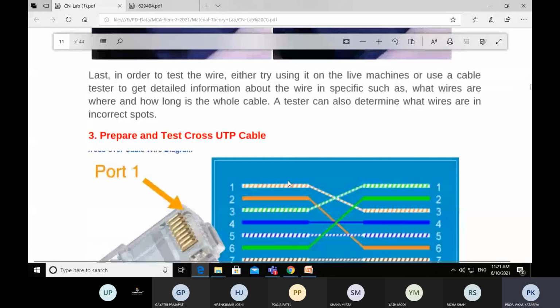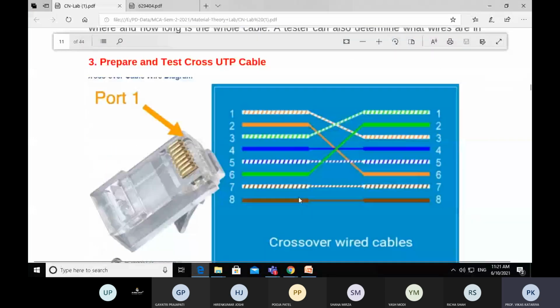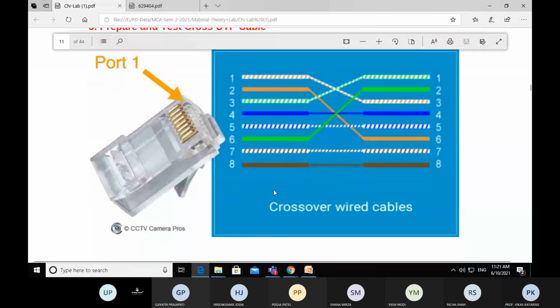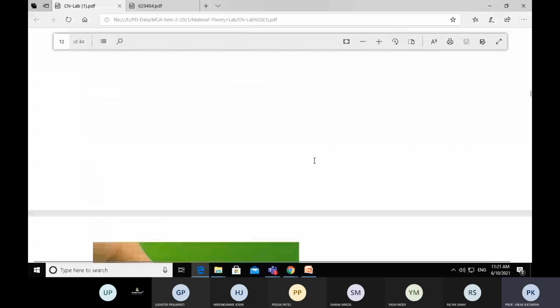Similarly, in the cross UTP cable, you have to connect in a different color combination. So these are the steps of the cross cable. The steps are the same. There are no changes.